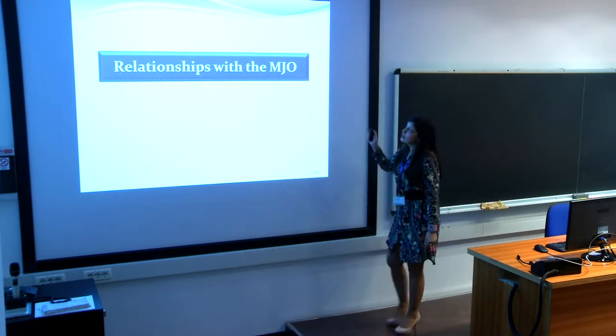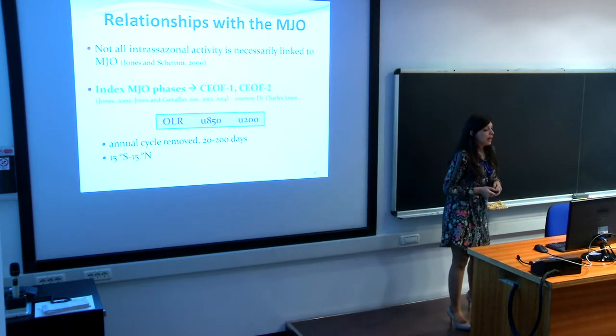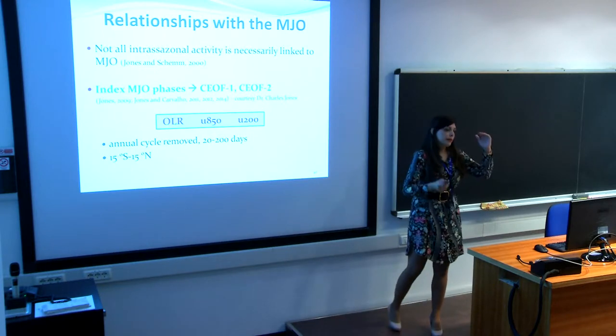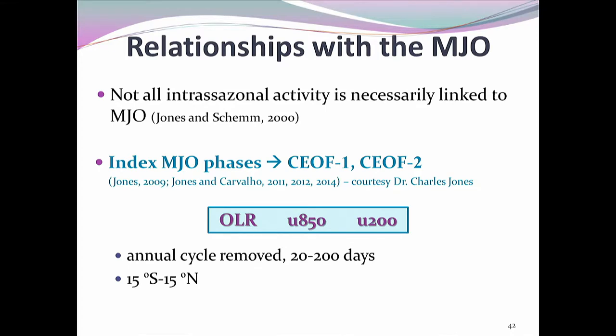Then we investigated the relationships with the MJO. For this, we used an index that can divide the propagation of the MJO into eight phases. And first of all, one observation is that not all the intra-seasonal activity is necessarily linked to the MJO. We have a part of intra-seasonal variability that is not related to the MJO. Okay.